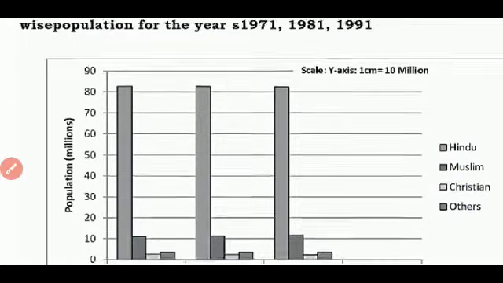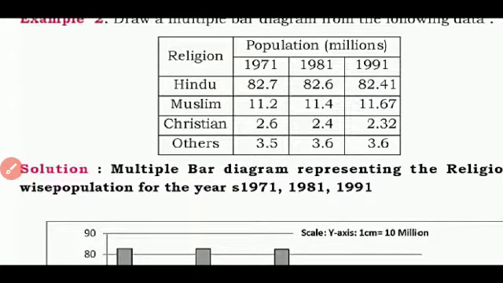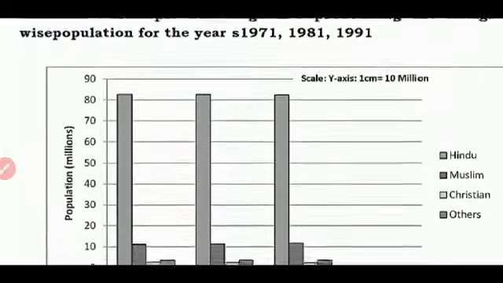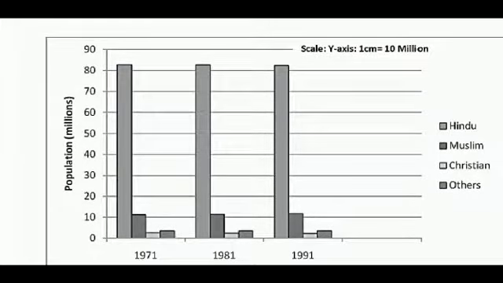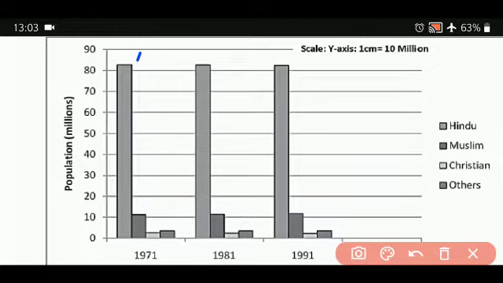For the first year, Hindu is 82.7, Muslim is 11.2, Christian is 2.6 and others is 3.5. So 82 point something is the maximum marking done here. Then comes Muslim, then Christian, then others. Similarly, you do it for the 1981 year also. See the values marked separately for all four religions, and then for 1991. Children, for this you have to take a graph sheet and do it systematically, slowly and steadily. It's very easy. As far as I remember, in your high schools you have done such diagrams.